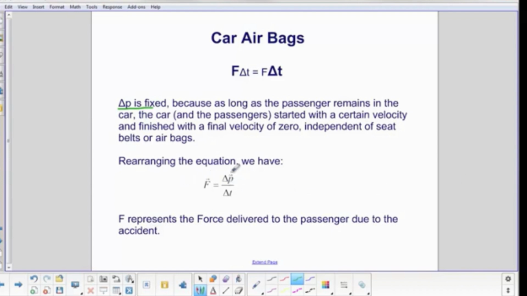By rearranging the equation, F is delta P over delta T, where F represents the force delivered to the passenger due to the accident.